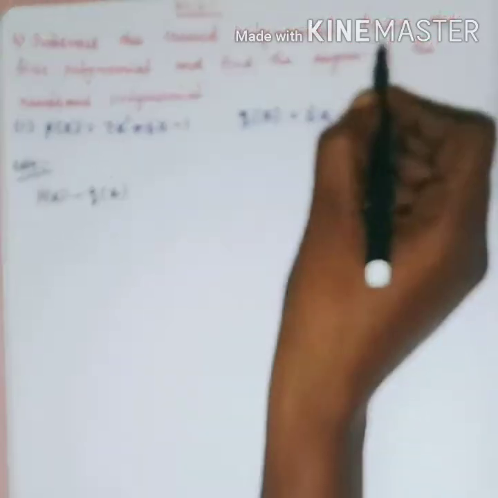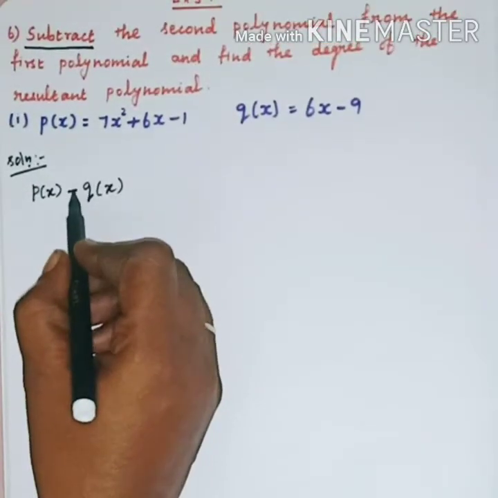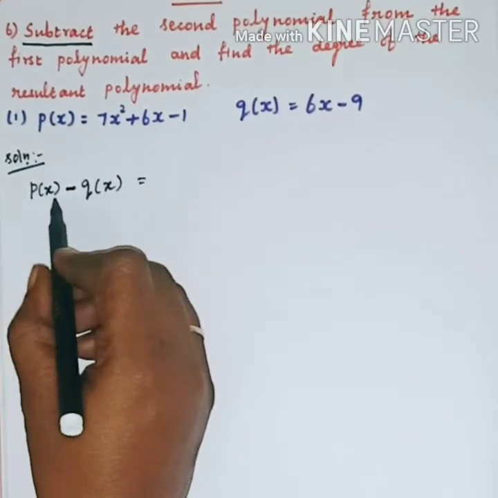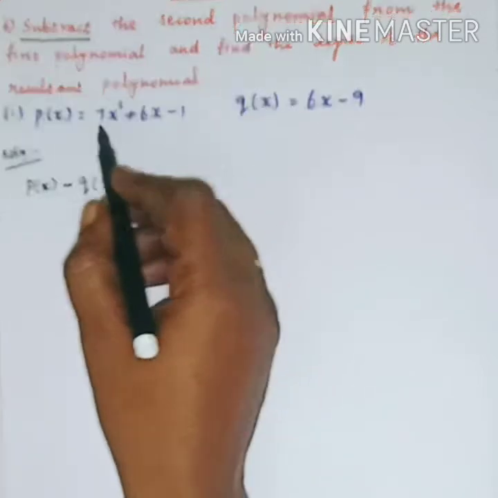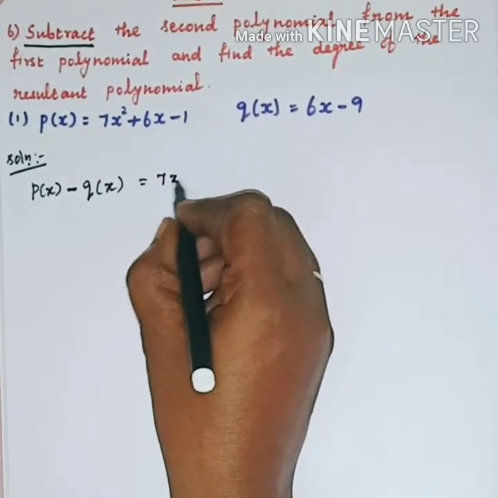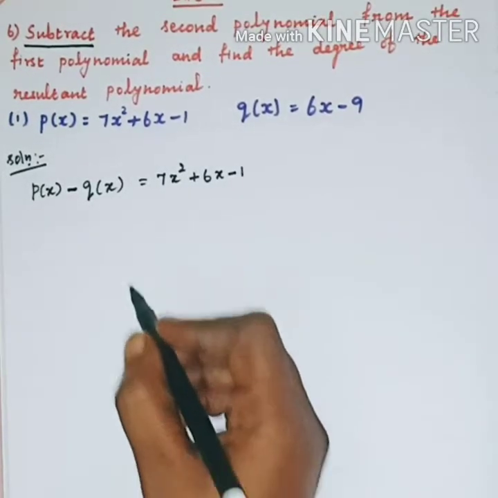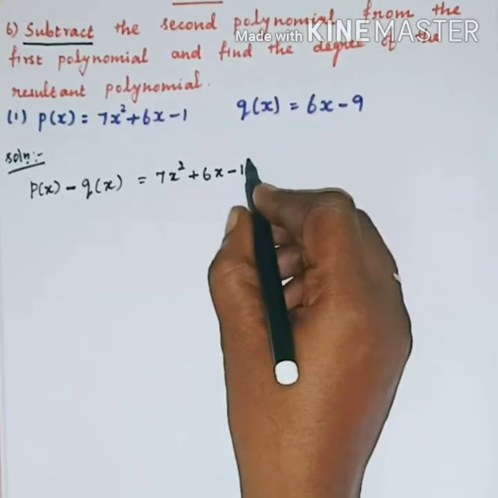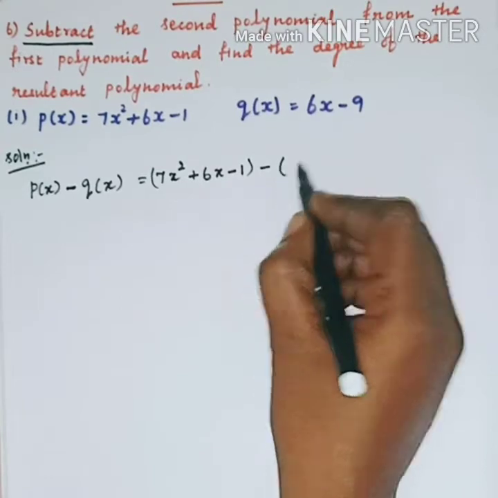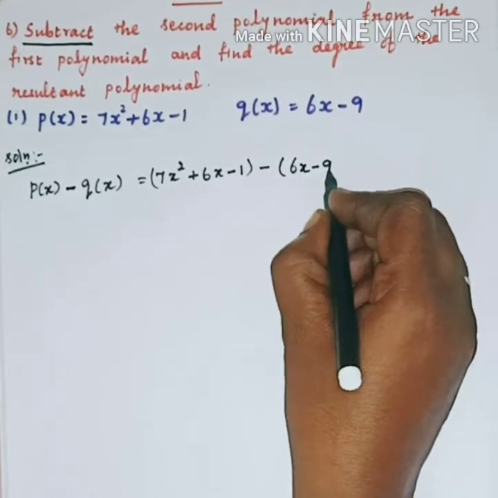Subtract. Here they are asking to subtract the second polynomial. So we should put the negative symbol here, the minus symbol. So p of x minus q of x is equal to, the expression for p of x is what? 7x square plus 6x minus 1. Now put the minus symbol. So put the negative symbol here, put the minus symbol, and then the expression for q of x is 6x minus 9.